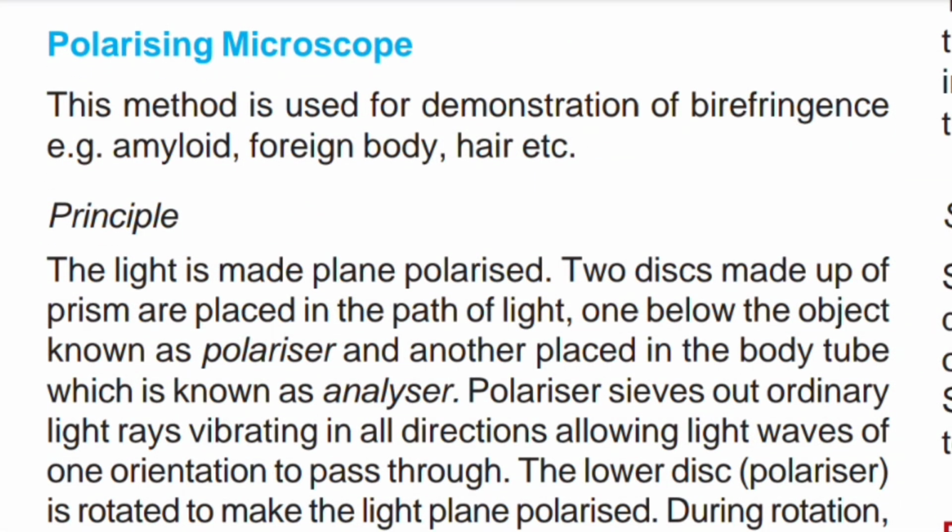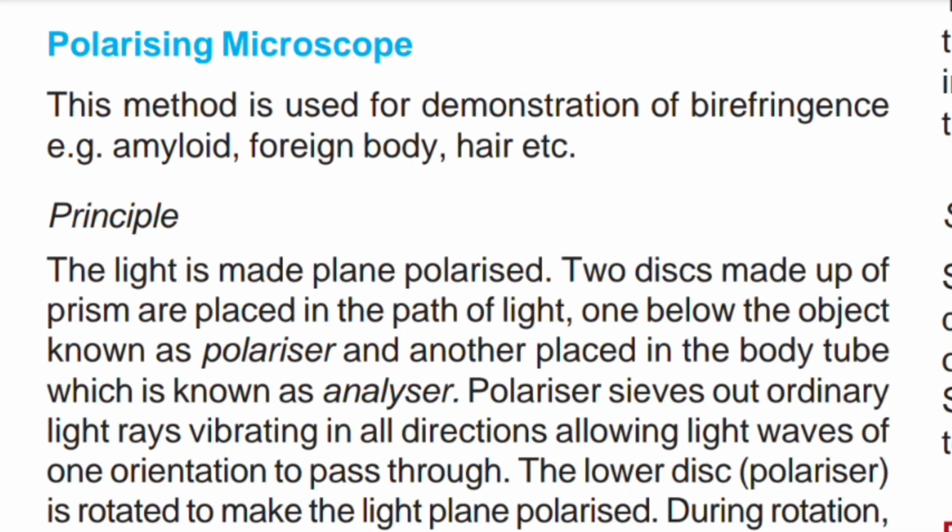Polarizing microscope. This method is used for demonstration of birefringence, example amyloid, foreign body, hair, etc. Principle: the light is made plane polarized. Two discs made up of prism are placed in the path of light, one below the object known as polarizer and another placed in the body tube which is known as analyzer.